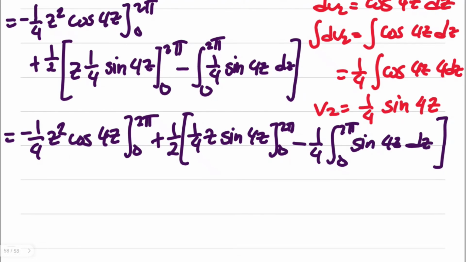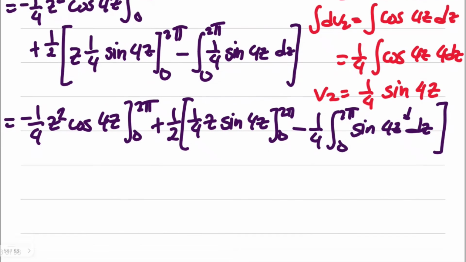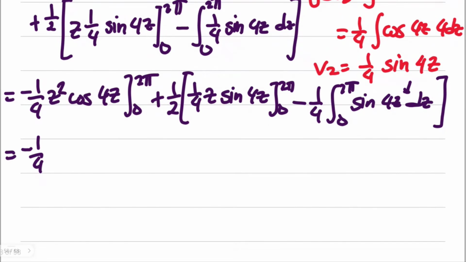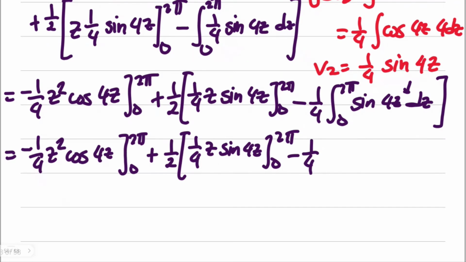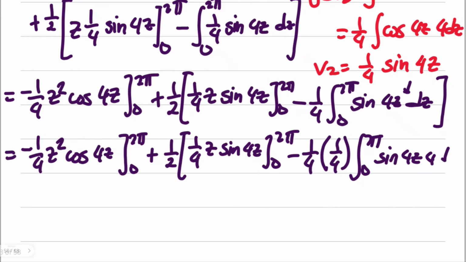We're doing this because, same as earlier, I need to add here a 4. So I'm going to multiply here 1/4. But since there's already another 1/4 there, notice what will happen to the coefficients. This is still negative 1/4 z squared cosine of 4z, 0 to 2 pi. Still a factor of 1/2, 1/4 z sine of 4z from 0 to 2 pi. This time, originally it has 1/4. I'm going to multiply another 1/4, 0 to 2 pi, so that I could introduce here 4 dz.